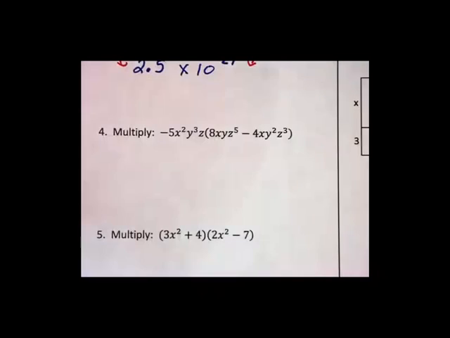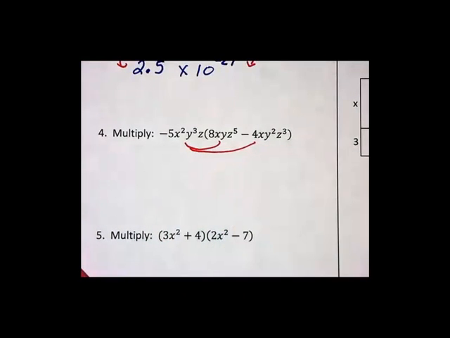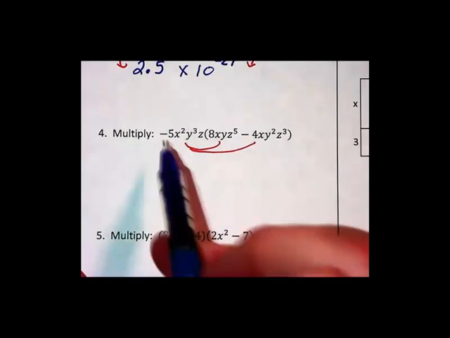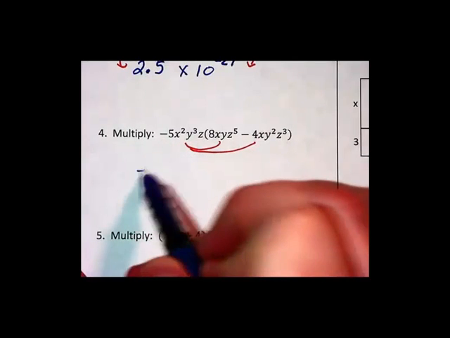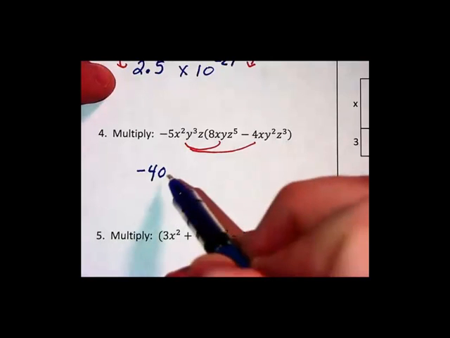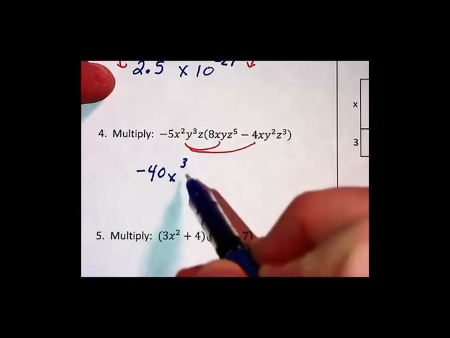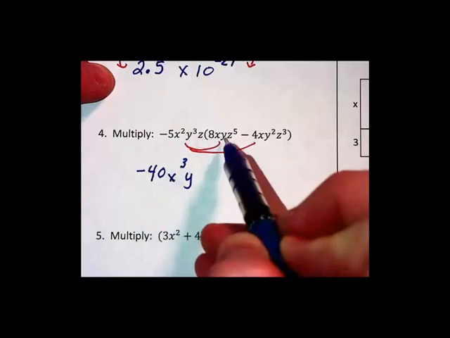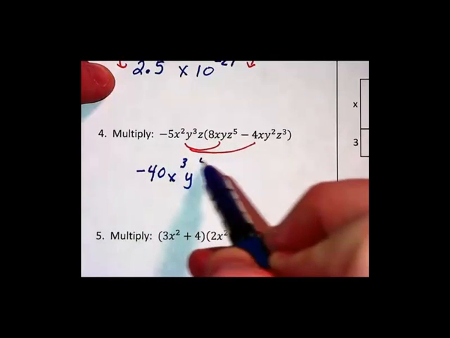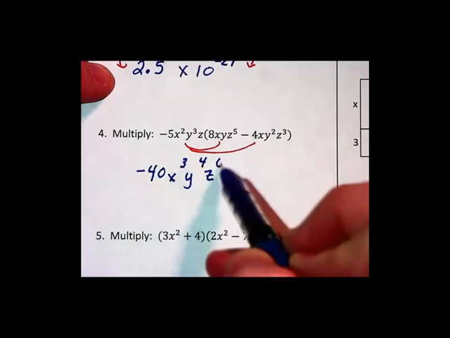In problem number 4, we have distribution. This term out front is going to distribute in and multiply by both terms inside. We begin by multiplying coefficients. Negative 5 times 8 makes negative 40. And for each variable we add exponents. For x's we have 2 plus 1 makes 3. For y's we got 3 of them times 1 more. 3 plus 1 is 4. Z's we got 1 plus 5 making z to the 6th.